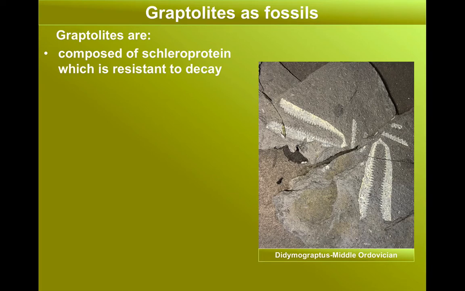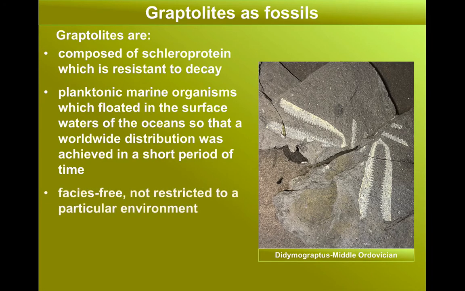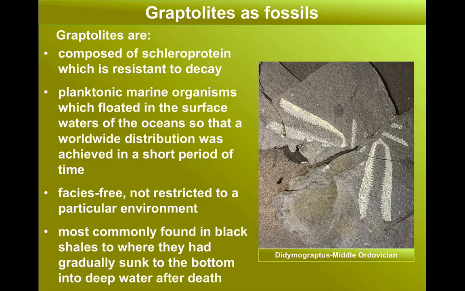They're composed of a type of protein, a bit like fingernail material. It's resistant to decay, and it also is resistant to being dissolved in the high pressures that we find in the deep ocean, unlike calcite. They were planktonic marine organisms. They floated around in huge numbers in the surface water of Paleozoic oceans, and as a result, are distributed worldwide. Because they floated around in the sea, they're not restricted to any one particular environment. They're facies free. But we most commonly find them in the black shales that are typical of deep ocean sediment. This is where they stand the greatest chance of being preserved.